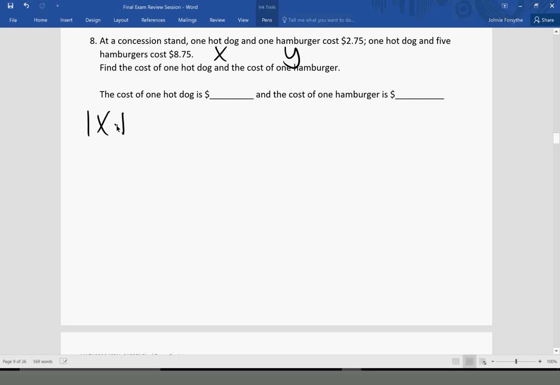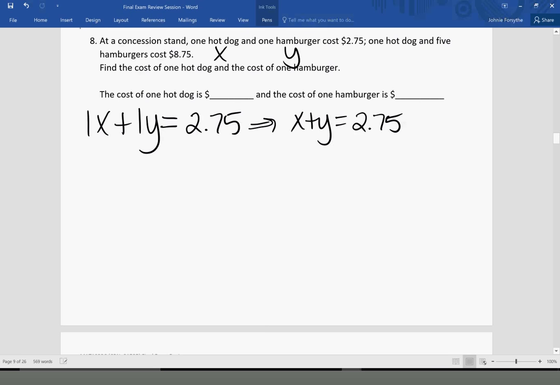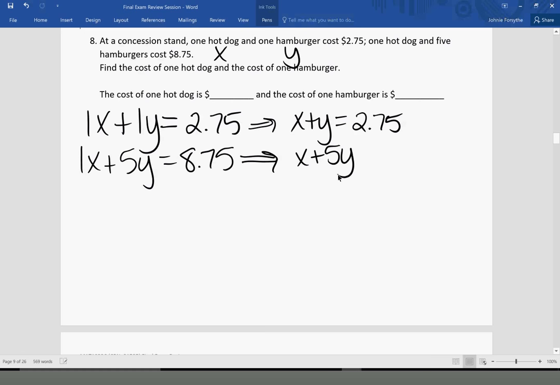So 1 hot dog and 1 hamburger equals $2.75. Or you can, of course, write that as just x plus y equals $2.75. The other equation says 1 hot dog and 5 hamburgers equals $8.75. So you can just say x plus 5y equals $8.75. And so now we want to solve this system.